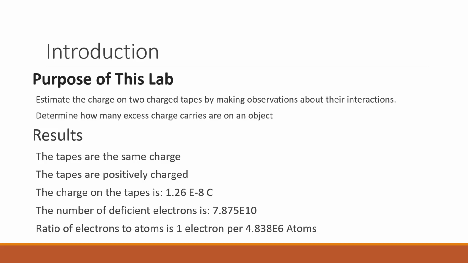Some rough results: the tapes have the same charge. Both tapes are positively charged. The charge on the tape is roughly 1.26 times 10 to the negative 8th coulombs. The number of deficient electrons is 7.875 times 10 to the 10th. And the ratio of electrons to atoms is 1 electron per 4.838 times 10 to the 6th atoms.